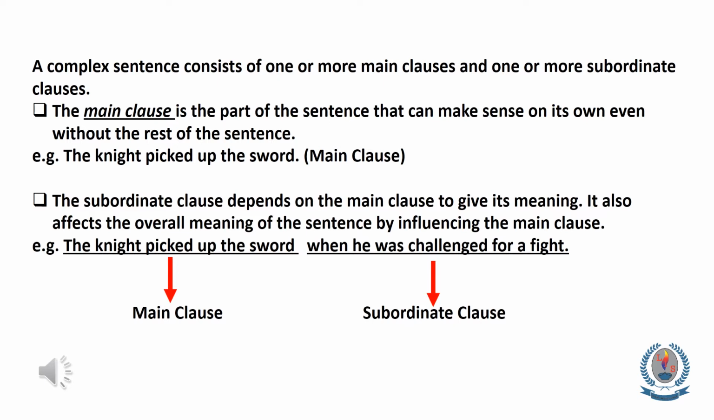The main clause is the part of the sentence that can make sense on its own, even without the rest of the sentence. For example, the knight picked up the sword. This is the main clause.